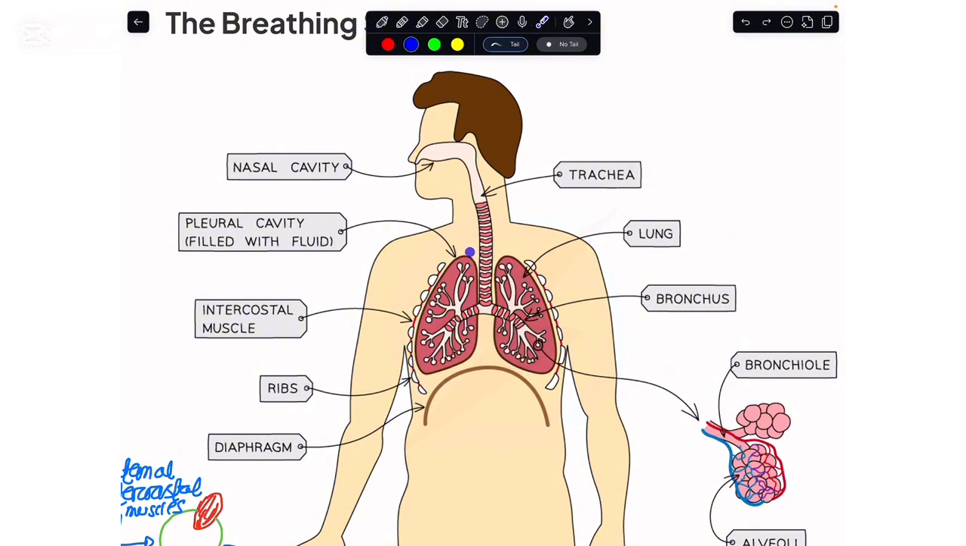Moving onward, you see that here we have the lungs, and these lungs are surrounded by a protective layer that lies outside of the lungs. That would be the pleural membrane, or the pleural cavity. Between the pleural membrane and the lungs, there is the presence of pleural fluid, so that whenever the lungs are constantly expanding and contracting, the frictional forces are reduced.